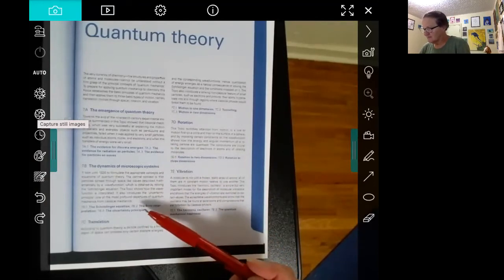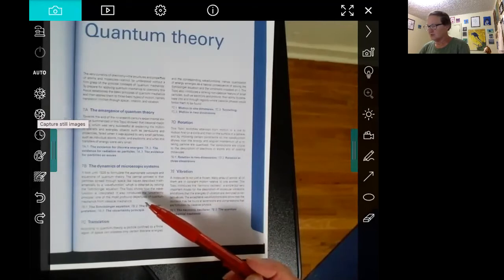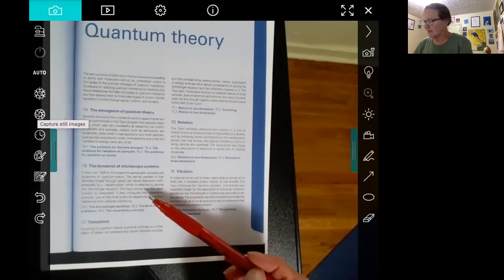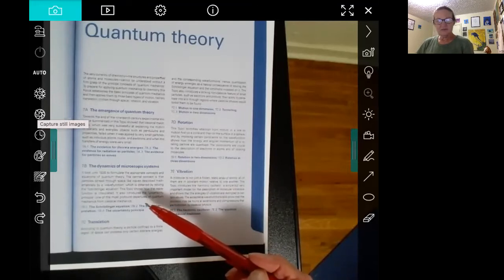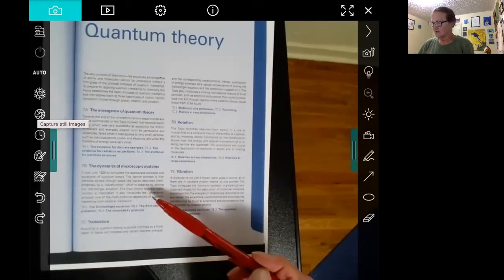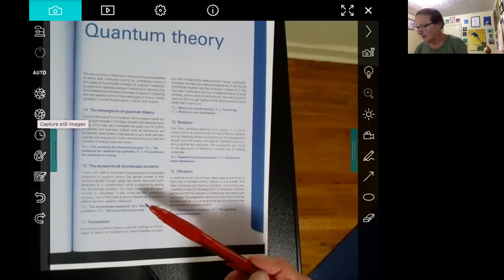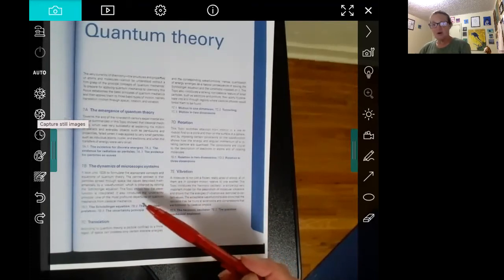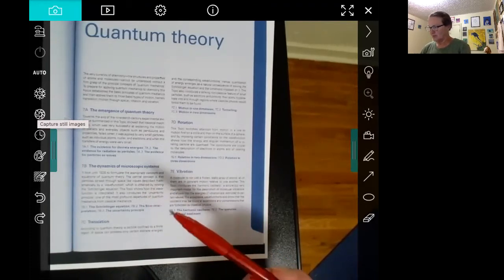The next is just thinking about what a solution using quantum mechanics means. So what is the dynamics of microscopic systems? That's just looking at, from a chemist's point of view, what does an atom look like? What does a molecule look like? And how do we solve those systems using quantum mechanics?